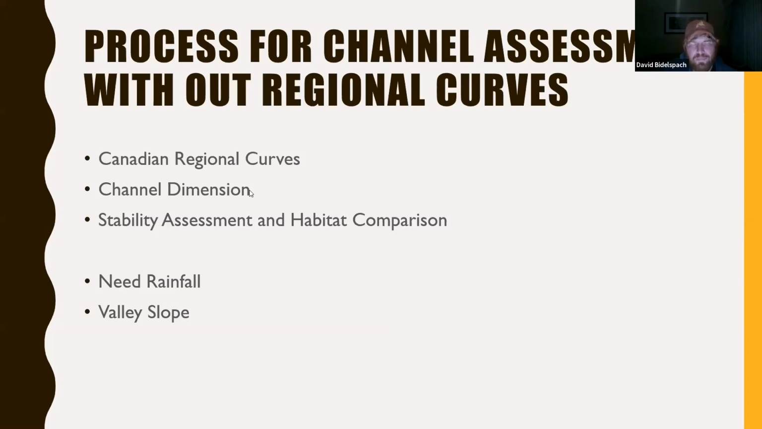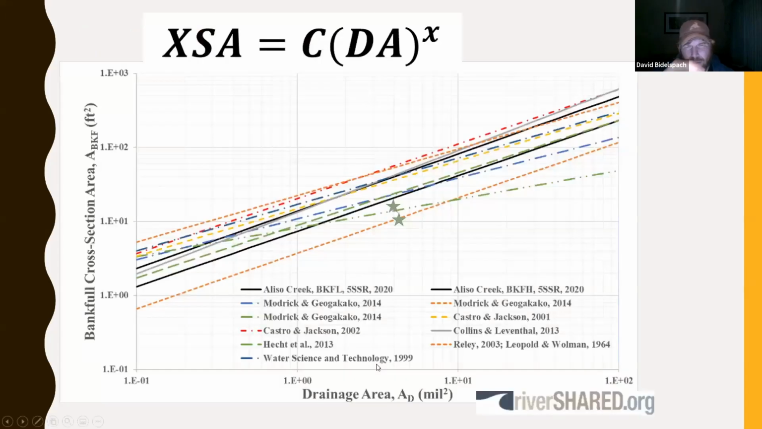So what we're going to work with is there's a lack of regional curves in Canada, and there's other places in the U.S. where there's a lack of regional curves. And then there's a channel dimension that we're trying to get at, and we want to do this for stability assessment and habitat comparisons. So the first things we need to start with are rainfall and valley slope, and we discussed this on one of our talks before. We talked about the watershed response factor, and we're going to use this as a means of geomorphic assessment and stability. So last week we went out to Bruco Canyon with George Kelly in California.